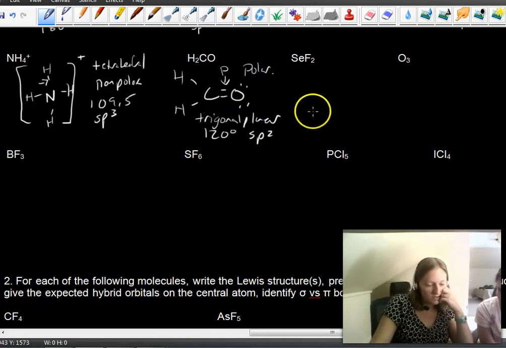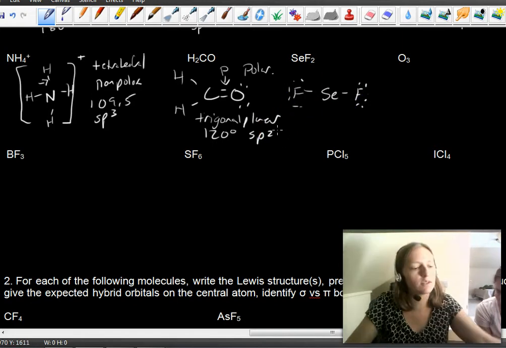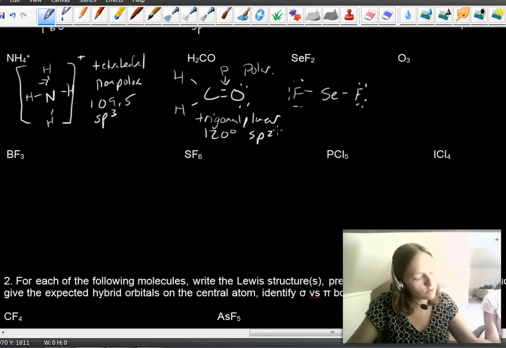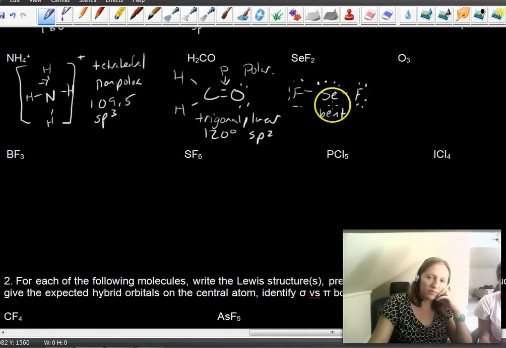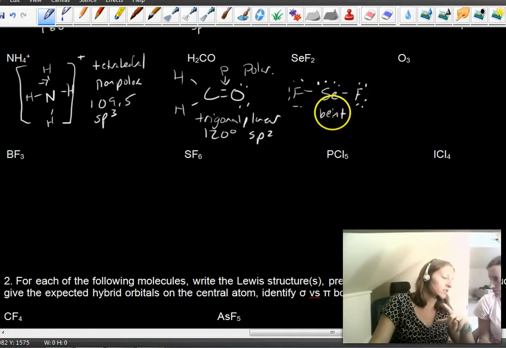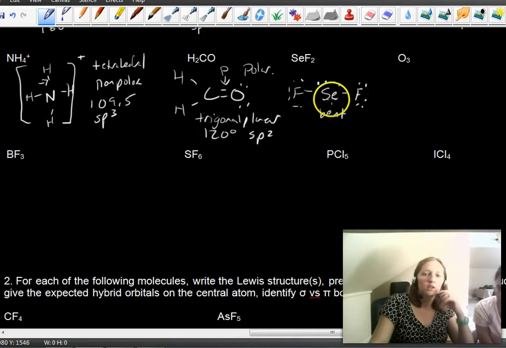The selenium difluoride is selenium with fluorines. And the selenium has got how many lone pairs? 2 lone pairs. So boom, boom, boom, boom. So that's actually going to end up being a bent molecule. These are the ones that we had to do the Lewis structures for on the previous page, which is why I'm not belaboring the Lewis structures.